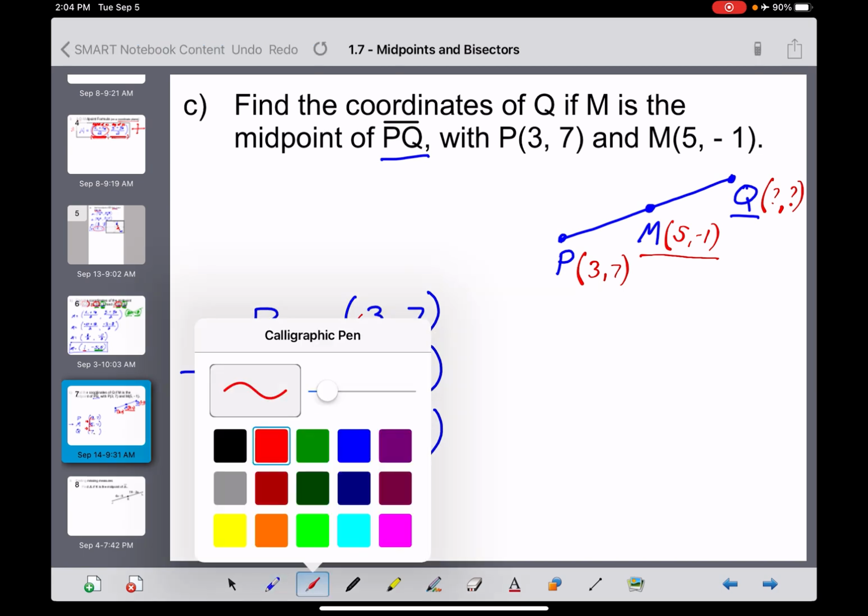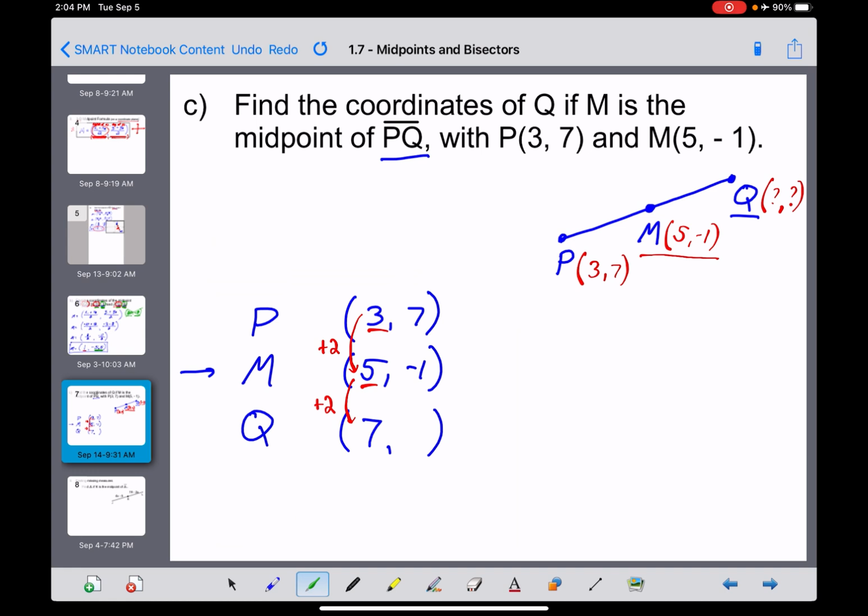Now we'll do the same thing over here with the y coordinates. How did we get from 7 to negative 1? That one's maybe a little bit tougher to see. We subtract 8. So we're going to do the exact same thing here again. Subtract 8. And negative 1 minus 8 is going to give us negative 9. And those are the coordinates then of point Q.